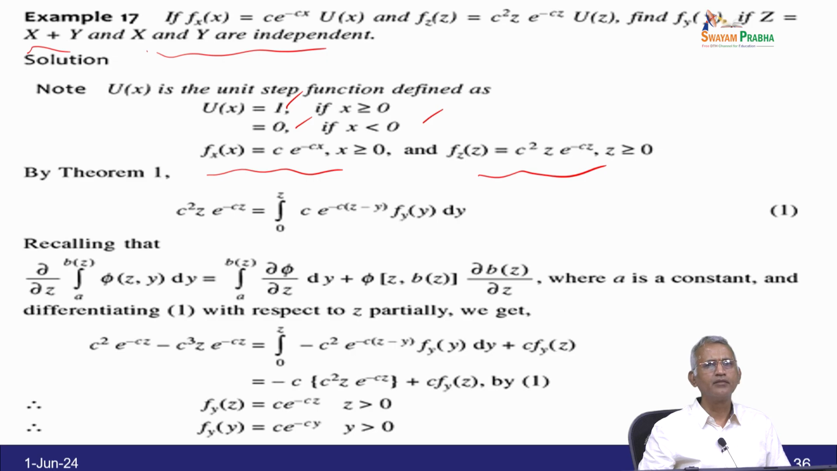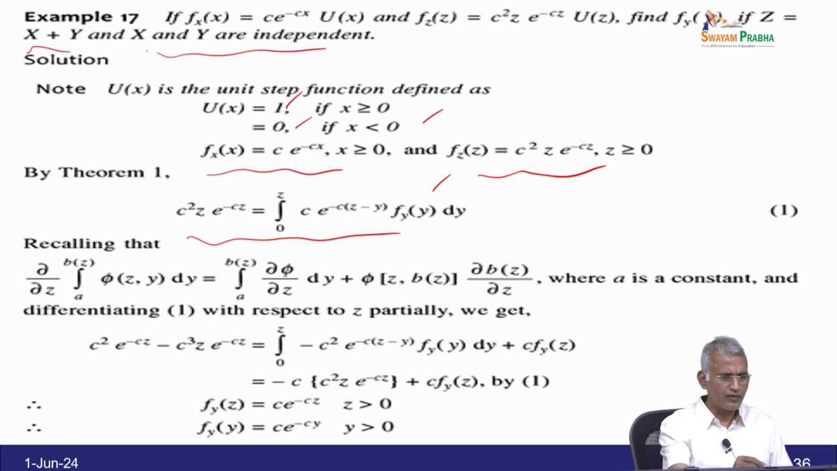Therefore, according to the theorem, simply convolve them, so that we have the integral: c squared z e^(-cz) equals the integral from 0 to z of c e^(-c(z - y)) f_Y(y) dy. Now, recalling the rule and differentiating partially with respect to z on both sides, the LHS of the integral is d/dz of the integral from a to b of phi(z, y) dy, equal to the RHS, which is the integral from a to b of the partial of phi with respect to z dy, plus phi(z, bz) times d/dz of bz.